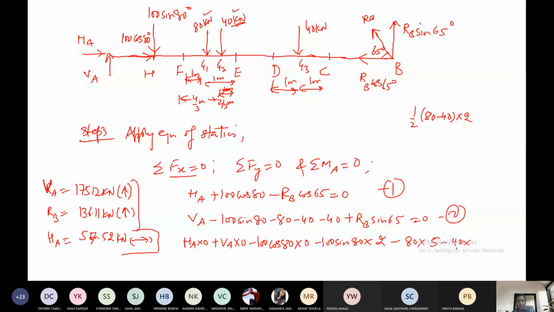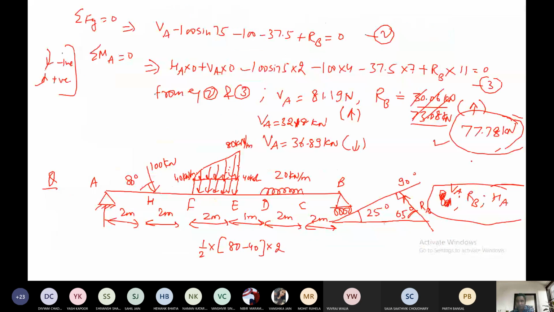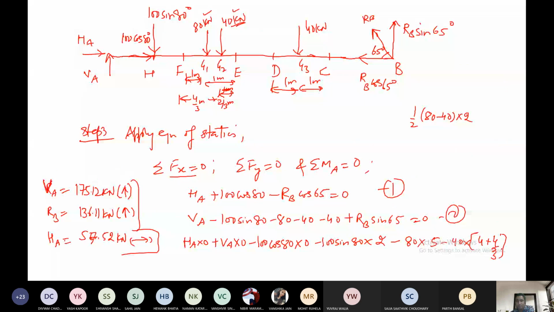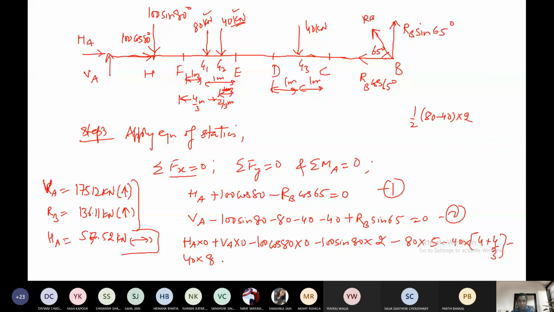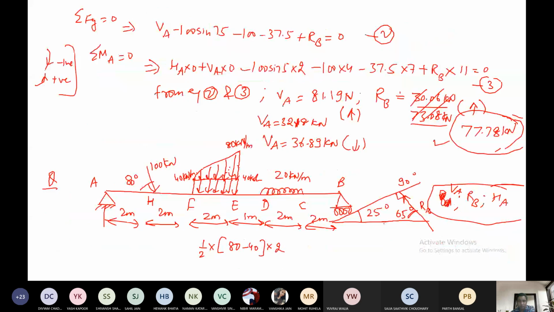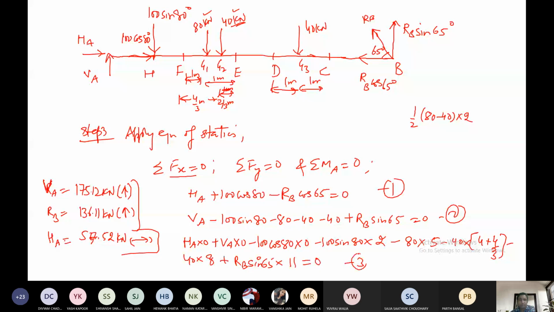Similarly, minus 40 into distance. Up to here is the distance of this. This is 4 by 3 and this is how much? 4. That will be 4 plus 4 by 3. This is the distance. Then again minus 40 into 4. You can see here 4, 6, 7 and 1, 8. Then plus RB sin 65 into the distance here: 4, 6, 7, 9, 11, is equal to 0. This is equation number 3.